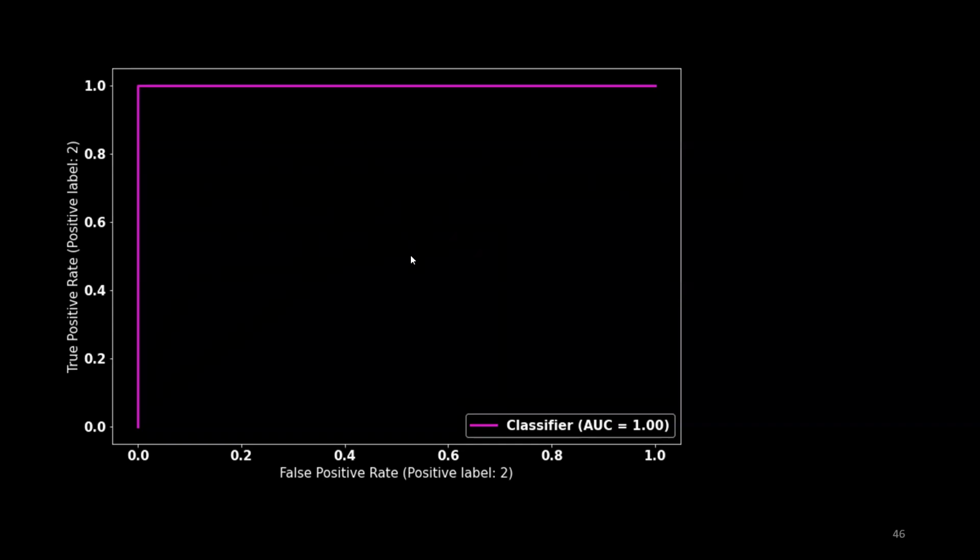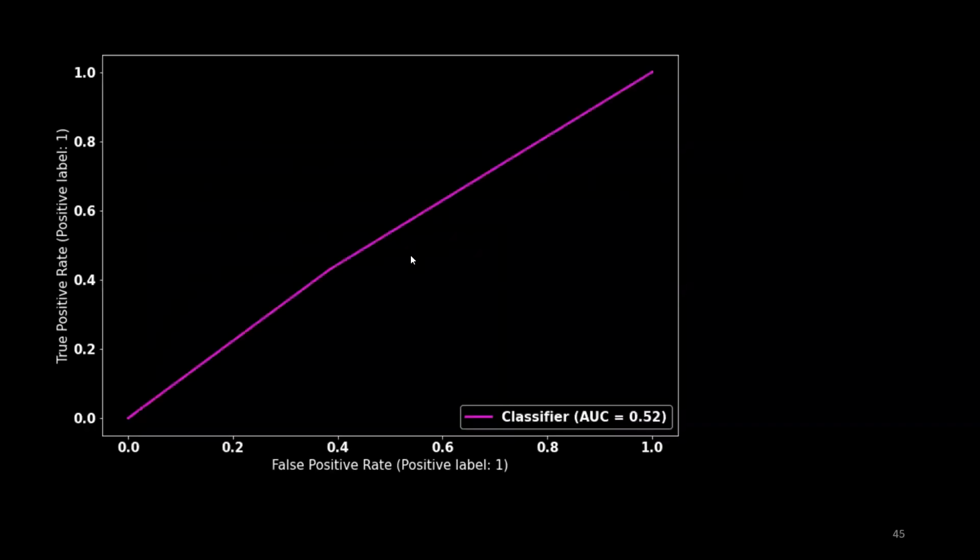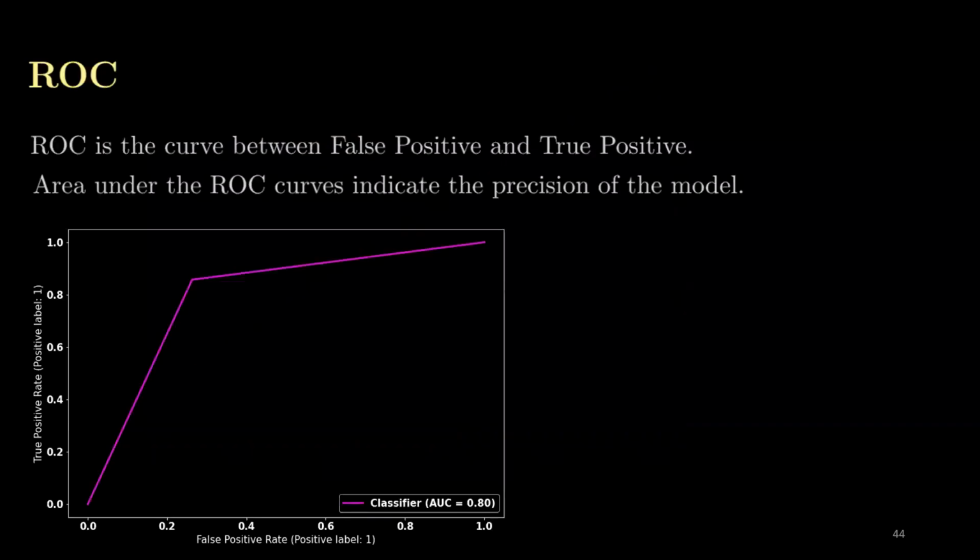So in this lecture, we learned another important metric which is known as ROC. After calculating and learning the 4 metrics in the previous lecture, that is accuracy, precision, recall, and F1 score, we can see that there is another metric known as ROC. ROC is basically the curve between the positive labels predicted by the model, that is between the false positive and the true positive, and the area under this ROC curve represents the precision of the model.